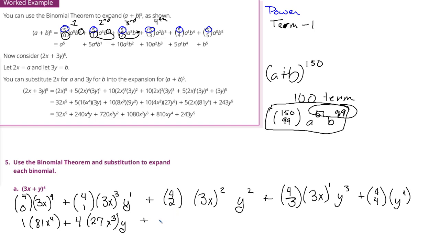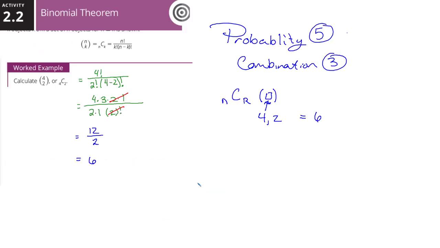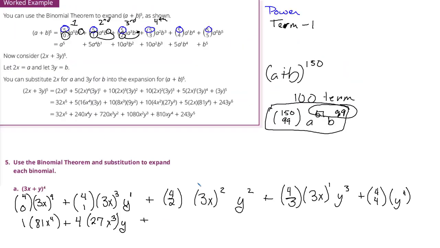What is 4 combination 2? What did we say it was earlier? Six. 3x squared means it's going to be 3 times 3, 9x squared, y squared. Plus 4 times 3x, y cubed, plus 1 y to the 4th.